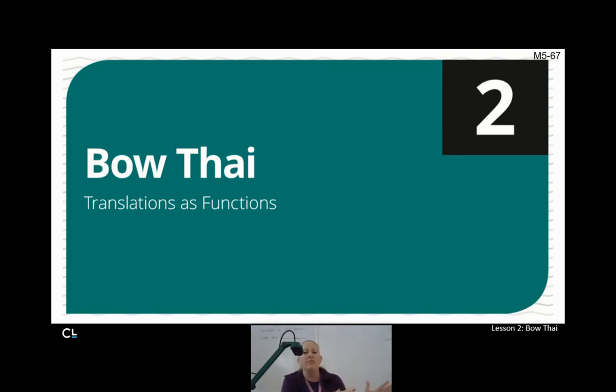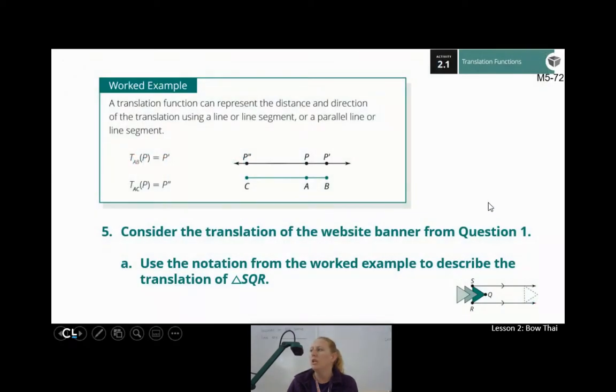We left off last time learning how to write our translations as functions, right? Just to remind you, you are going to want maybe a compass and a straight edge and a pencil and a few other little things. That's okay. But if we come back to page 72, I know we already did this, but I just want to take another look at it.